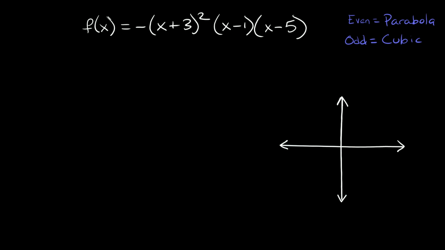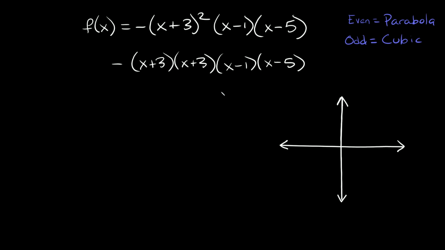All right, here's the next one. So f of x is equal to negative and then x plus 3 squared times x minus 1 times x minus 5. Okay, so how many solutions do we have here? How many zeros? Well, to make it clear, we can write this out. So x plus 3 squared is the same thing as x plus 3 times x plus 3, right? And then we still have these guys over here, the x minus 1 and x minus 5. And then let's just bring this negative sign down too, all right?